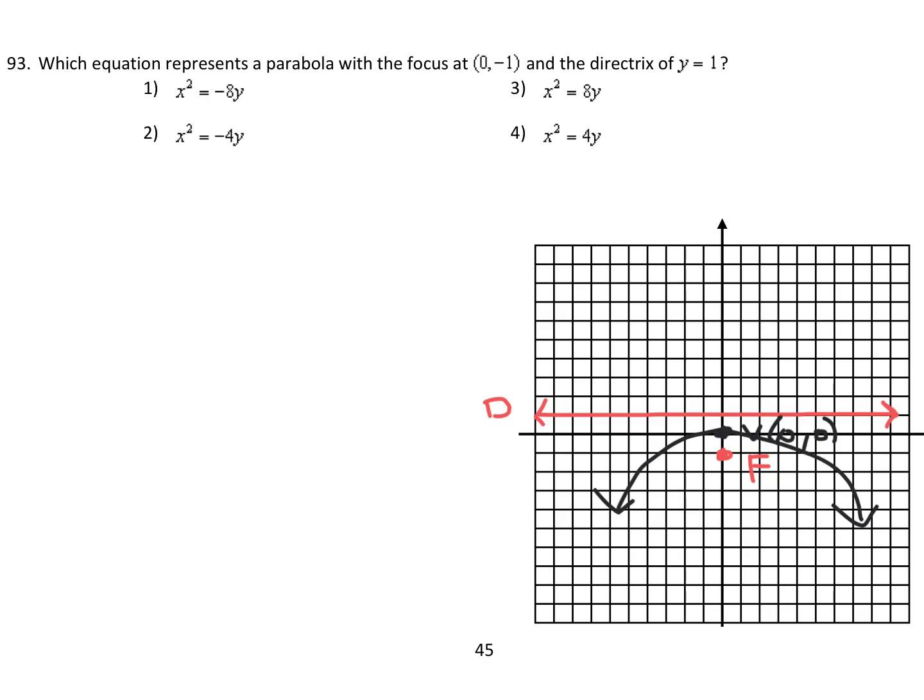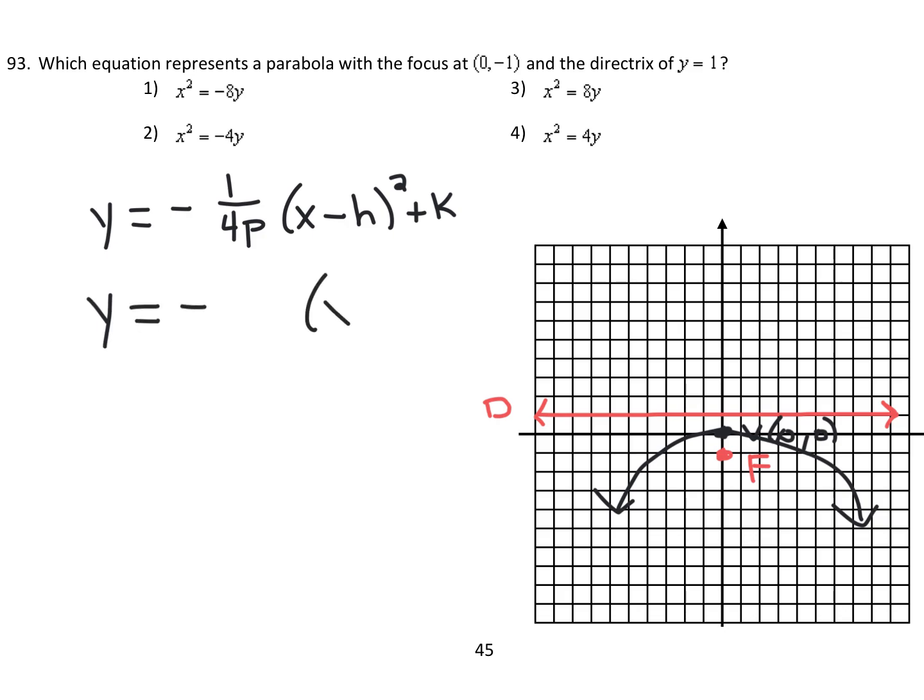If it opens down, we know that we're going to have a negative in front of our formula. We leave this in terms of y, so might as well put the negative there, and x. Let's plug in our numbers. It's going to be 1 over 4 times p. Look at that: the distance from the focus to the vertex is 1, or the distance from the directrix to the vertex is 1. So p is just going to be 1. If you want to write 4 times 1, you can. I'm just going to make that a 4.